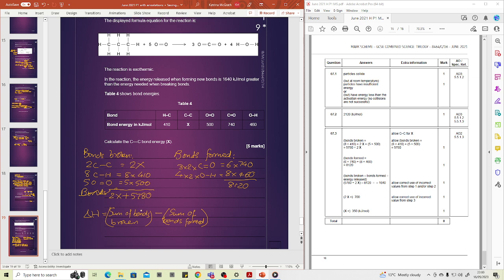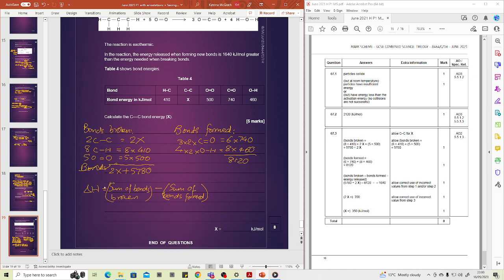Now, because I haven't forgotten this, I'm going to get all 5 marks, but you can end up with just 2 marks if you forget to write this part. So really important to make sure that you're including this. And you can only get 3 marks if you don't include X somewhere in the working here. So make sure you show X at this point. Don't just write 5780 or anything like that. Show X at that point.